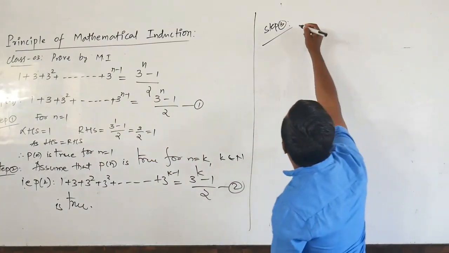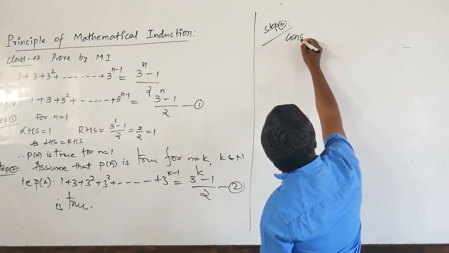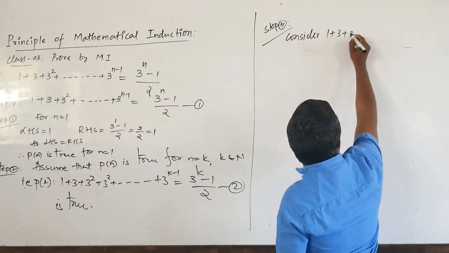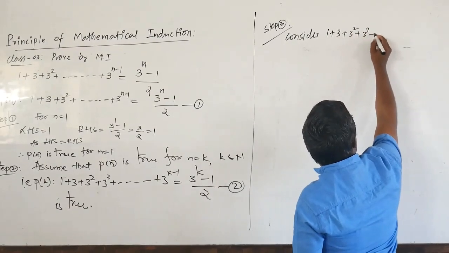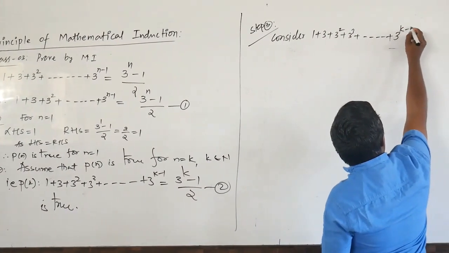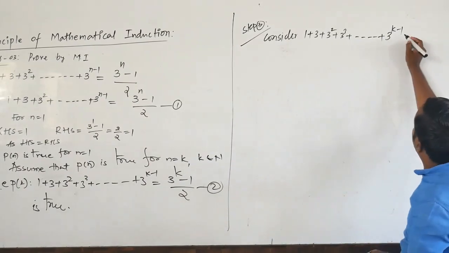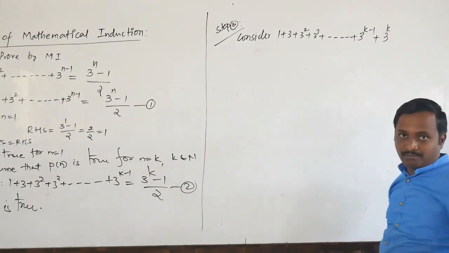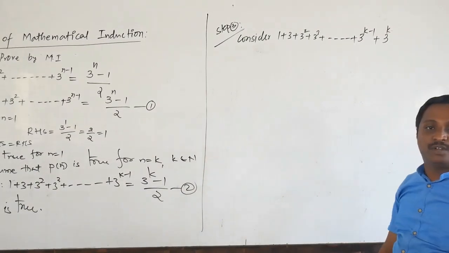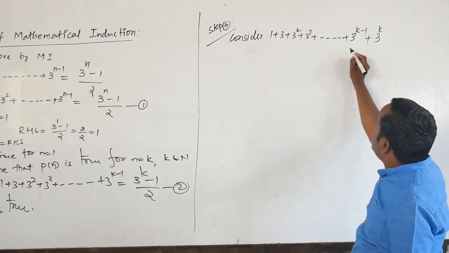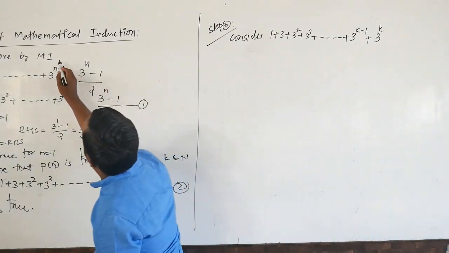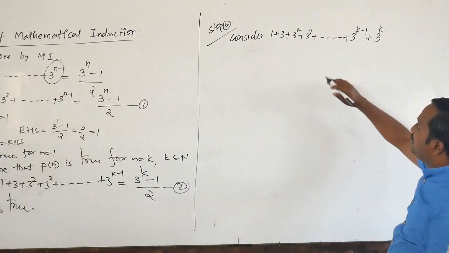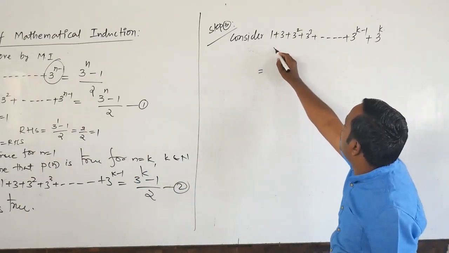So step 3, consider: first term 1, second term 3, third term 3 square, 3 cube and so on, 3 raised to k minus 1 is the k-th term. And here the next term is 3 raised to k. If you don't understand, remember that the last term is what you get when n is k plus 1. With the next example you will get a clear idea.